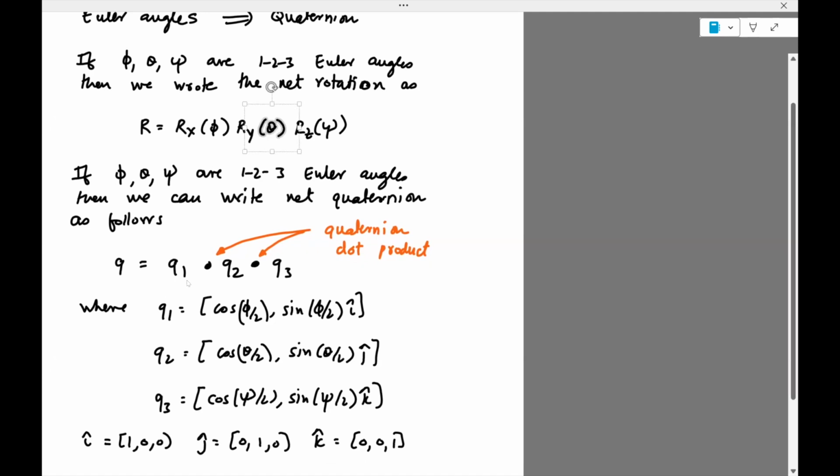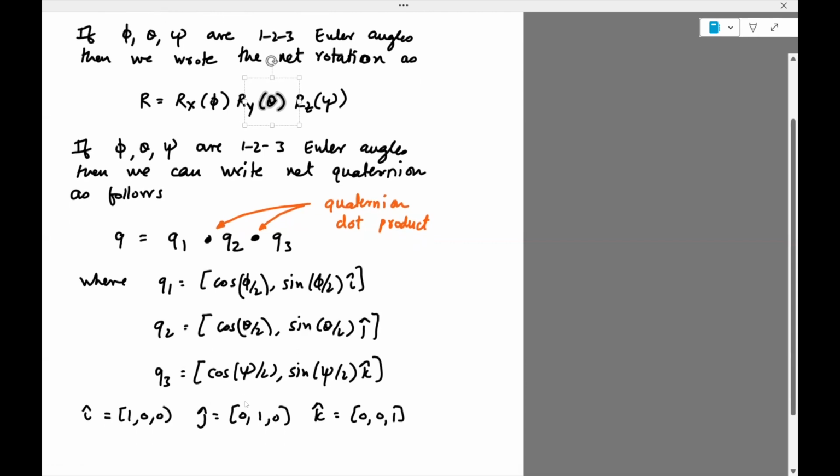You write quaternions Q1, Q2, Q3 corresponding to rotations about X, Y, and Z. So how do you write that? The first one is a rotation about the x-axis by an angle phi. So Q1 uses the axis angle representation: cosine of phi divided by 2, plus sine of phi divided by 2 times i, because the unit vector is the x-axis in this case. Q2 is a rotation about the y-axis by an angle theta. You write the axis angle representation, and same for Q3.